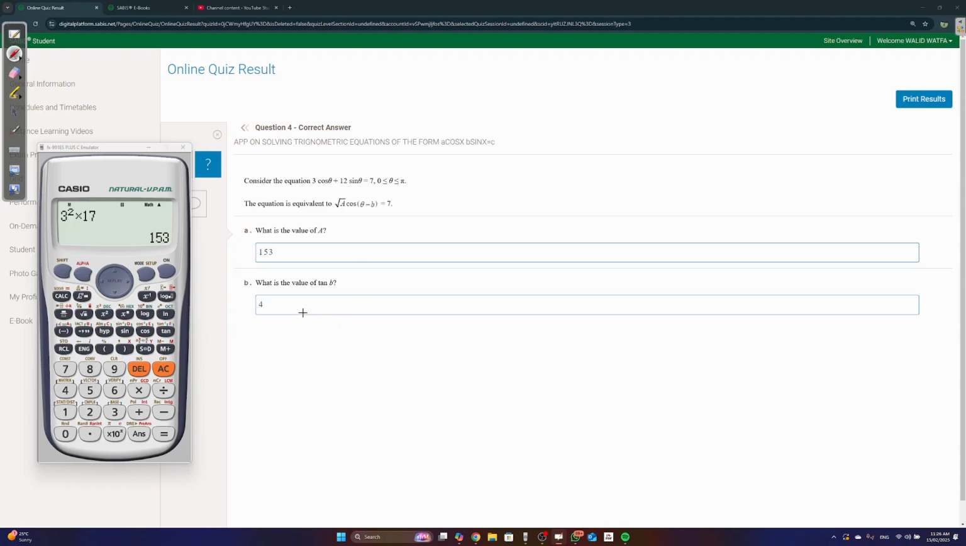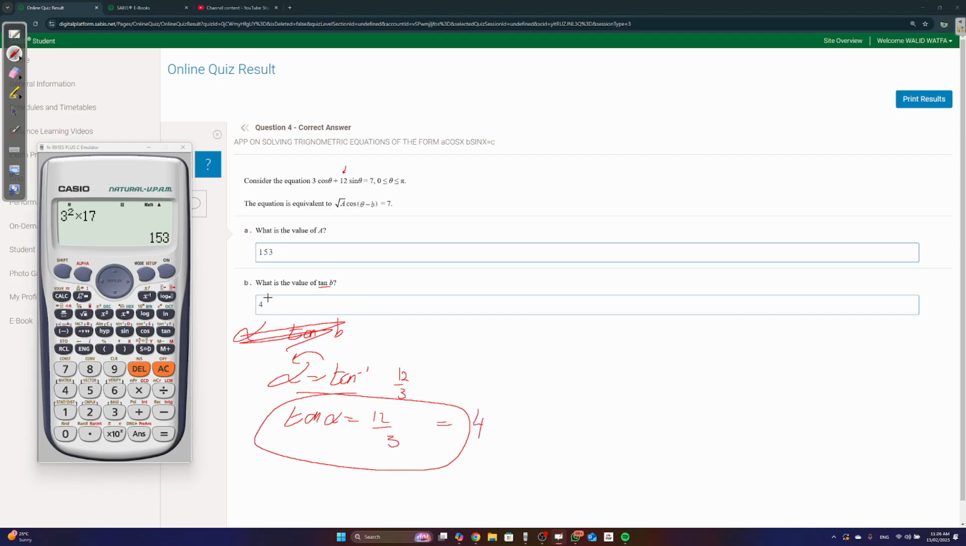What's the value of tan b? Here they didn't ask you for the angle. They're saying tan b. We know the angle alpha is equal to tan inverse b over a. B over a in this case is 12 over 3, right? I don't want the value of alpha. I want what is tan of the alpha. So I just take the tan to the other side. I'm gonna get tan alpha is 12 over 3, which is 4.